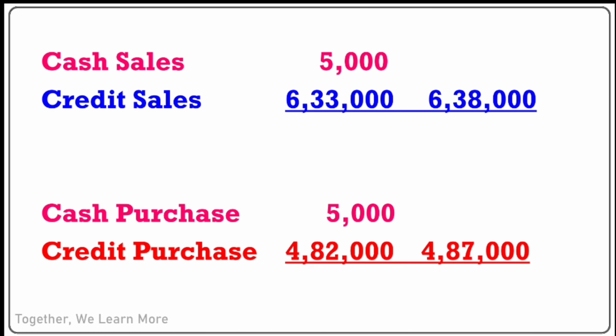We have calculated credit sales and credit purchase. Look at here, cash sales and cash purchases are given. Credit sales 6,33,000, so total sales 638 transferred to trading account, as well as cash purchase 5,000, credit purchase 4,82,000, total 4,87,000 is the purchase transferred to debit side of trading account.